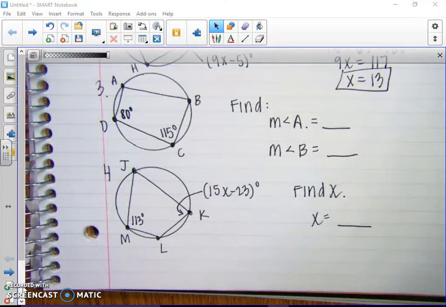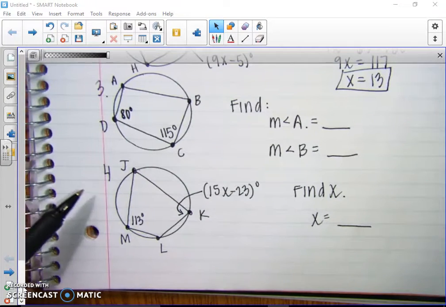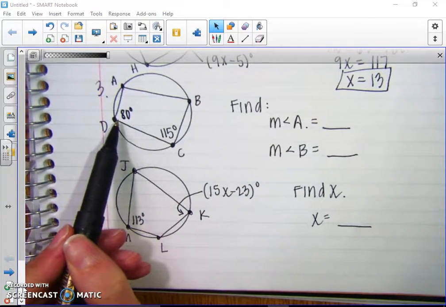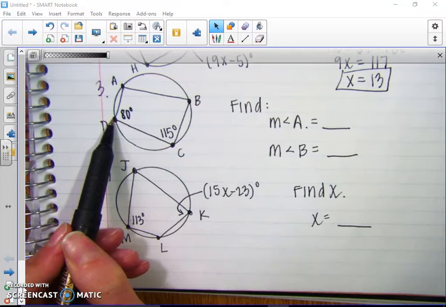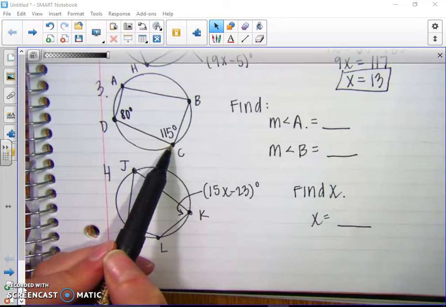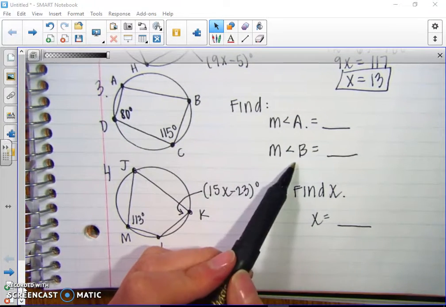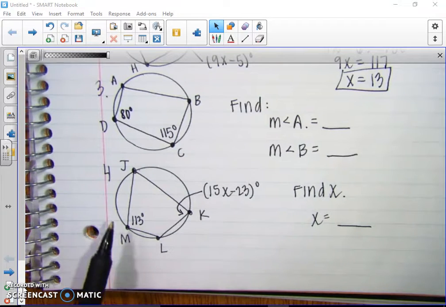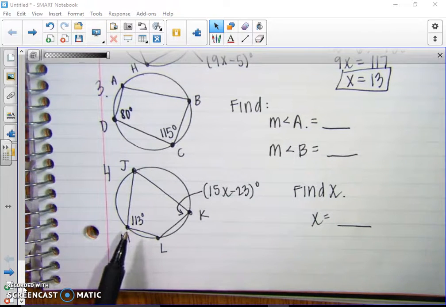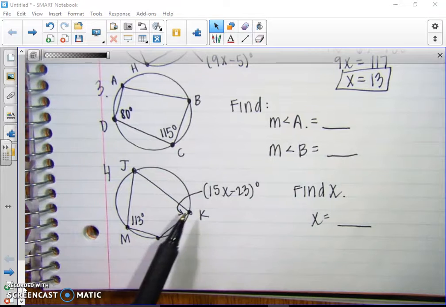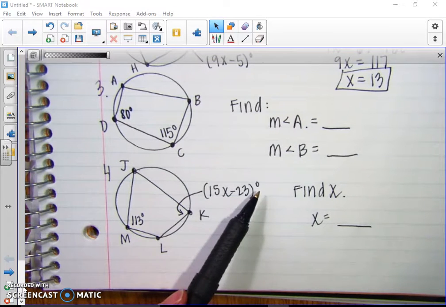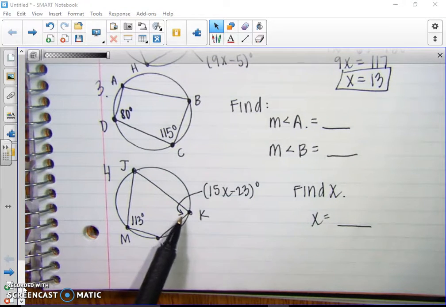Here are your questions to complete on your own, number 3 and number 4. To clarify, 80 degrees is at vertex D, and 115 is at vertex C, and you need to find the measure of A and the measure of B. For number 4, 113 degrees is the angle at vertex M, and 15x minus 23 degrees is the angle at vertex K. You need to find x.